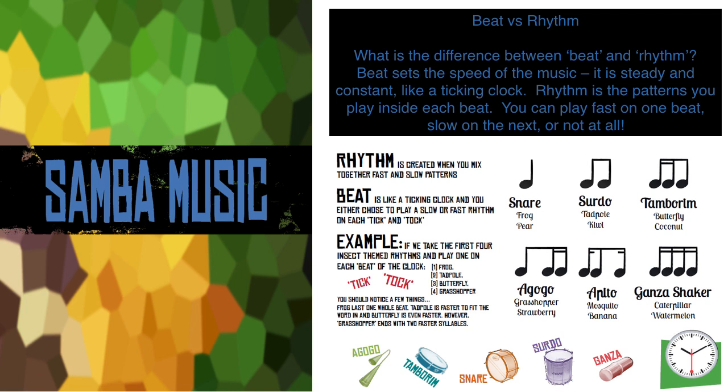Frog lasts for 1 whole beat. Tadpole is faster to fit the word in, and butterfly is even faster. However, grasshopper ends with 2 faster syllables.